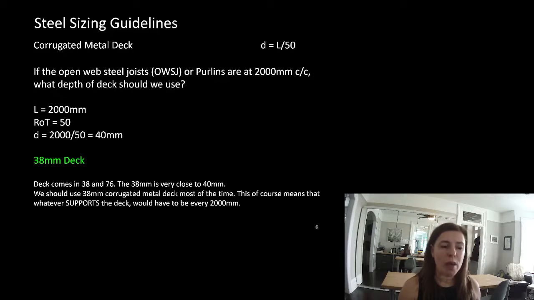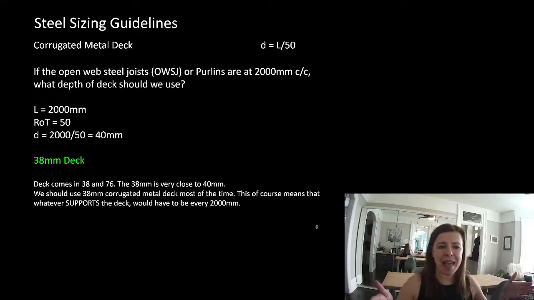And we know we would use corrugated metal deck most of the time. This means that whatever supports deck shouldn't be any more than 2 meters apart. And 2 meters apart is a pretty good assumption. So if you see 38 millimeter metal deck, you know that its supports are probably around 2 meters on center or somewhere below that. That also means that if you have 38 millimeter deck, you probably know you should start drawing things with open web steel joists or purlins at 2 meters on center or less. 2 meters on center is a really good place to draw it.